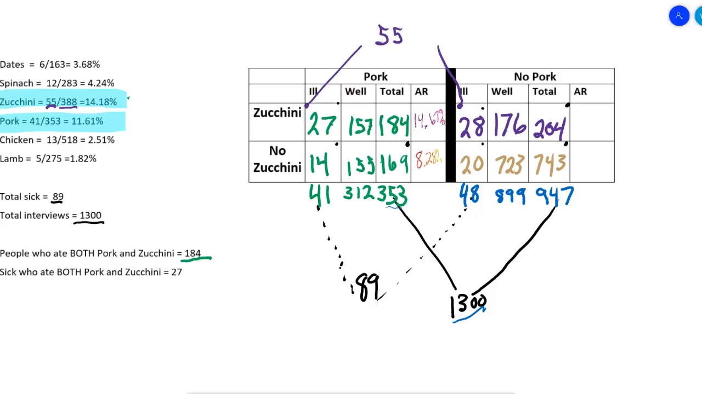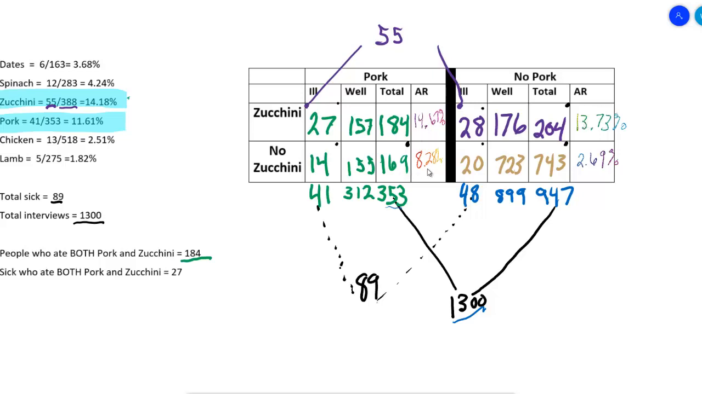And 14 divided by 169 should give us 8.28%. 28 divided by 204 gives us 13.73%. And 20 divided by 743 gives us 2.69%. The way we can read and interpret this data is by looking at the attack rates of each group independently.